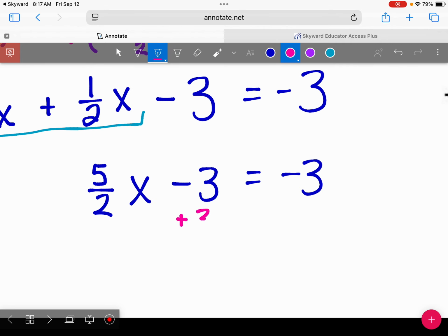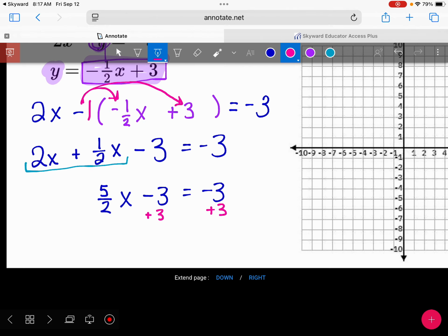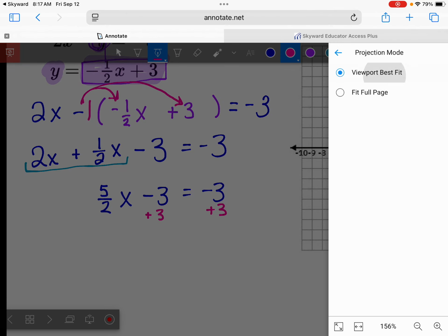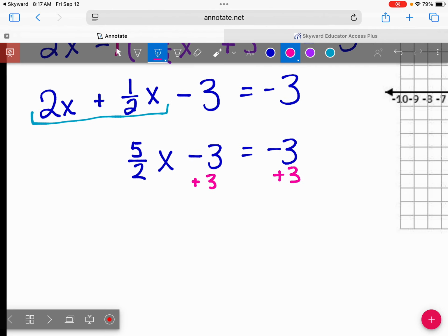Add 3. Absolutely right. We're going to add 3. I'm going to make my page bigger so you're not having to watch from super far away. So if I add 3 to both sides, we are going to have our disgusting fraction 5/2 x equals what? 0. If I owe you $3 and then I pay you $3, we are even. I don't owe you money. You don't owe me money. Nothing. We're good.